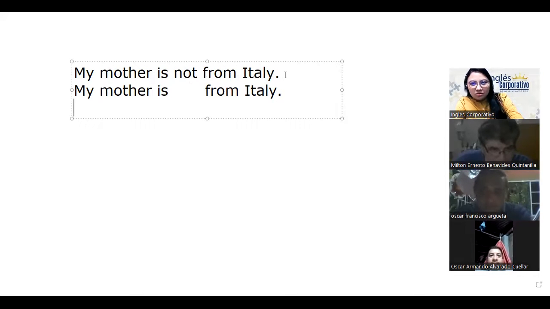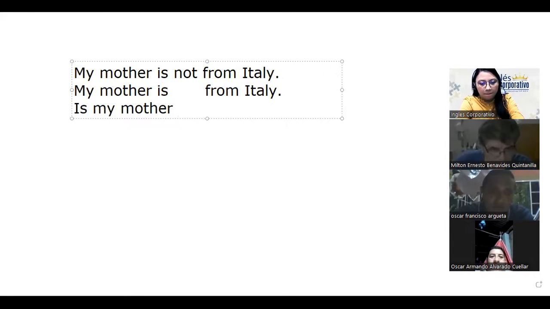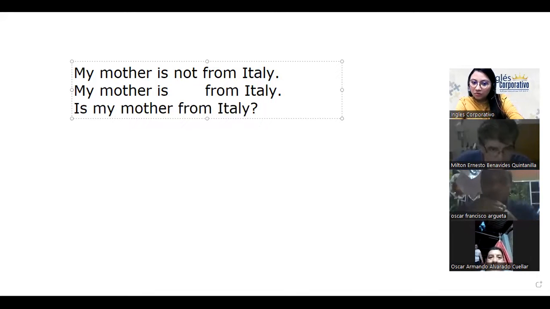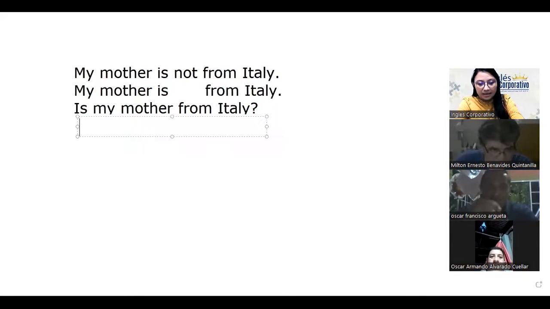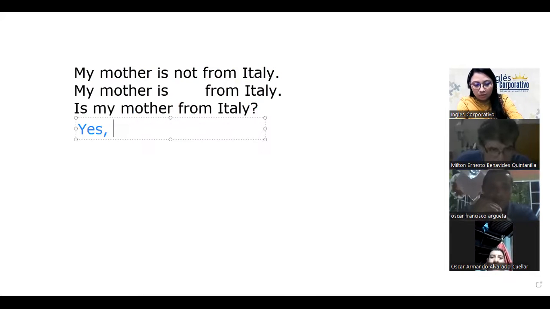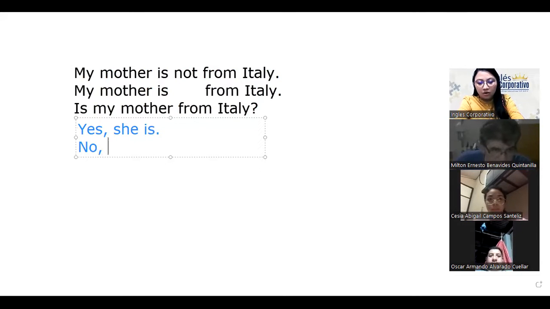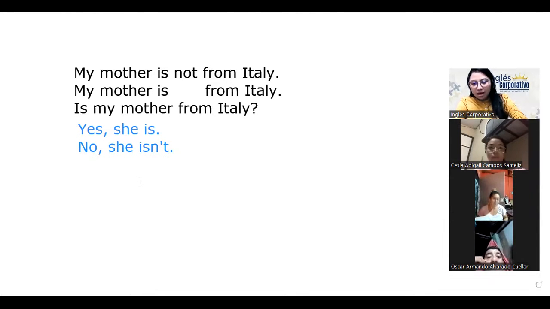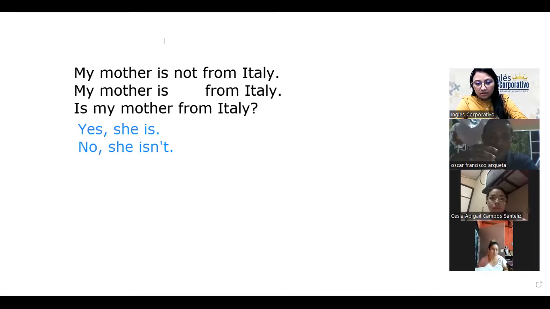What if I want to make a question? My mother from Italy. Y ahora sí puedo responder con un sí y con un no. Is my mother from Italy? Yes. I can say yes. ¿Quién es el sujeto? My mother. El sujeto es my mother. Si lo reemplazo por un pronombre sería she. Yes, she is. In negative form, no, she's not. Or no, she isn't. Is my mother from Italy? Yes, she is. No, she isn't.